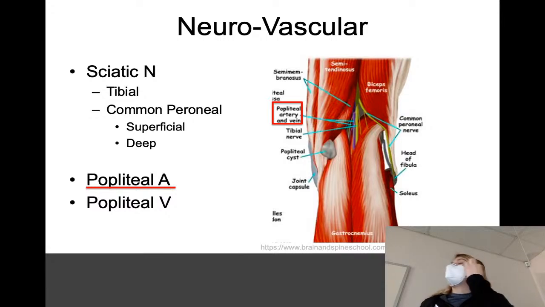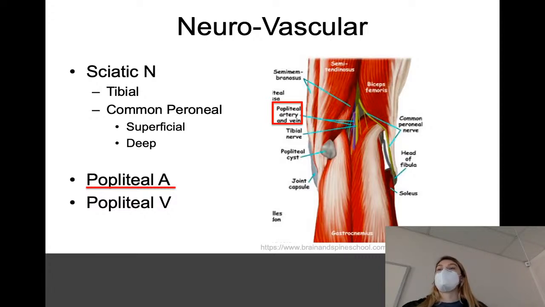So neurovascular, neuro referring to nerves, vascular referring to blood supply. This is the only time I'm really going to talk to you about nerves and arteries. We will have our sciatic nerve, which you've probably heard of as sciatica. It's one of our biggest, very thick, most important nerves that runs down the back of our leg. And it's at this point that it splits. It splits into a tibial nerve, which runs down in that intercondylar notch. And then it also splits to a common peroneal nerve, which will wrap around the lateral side.